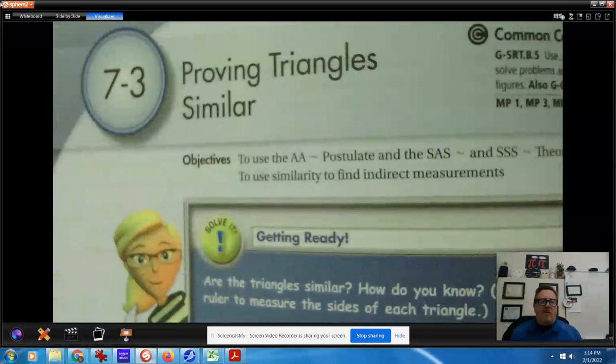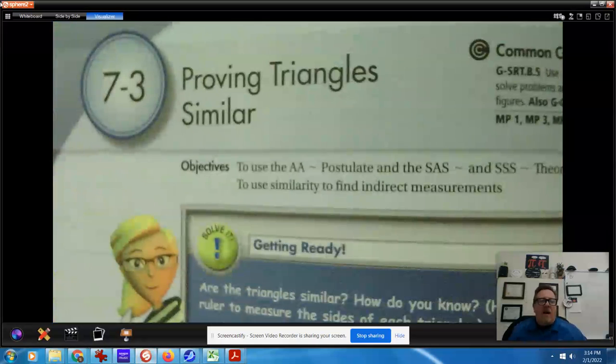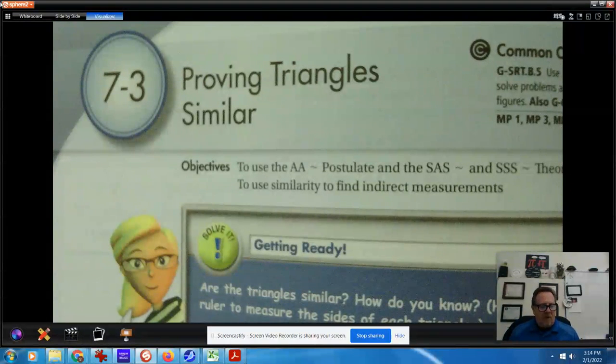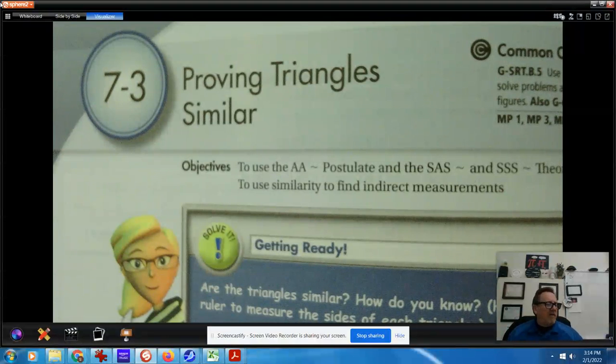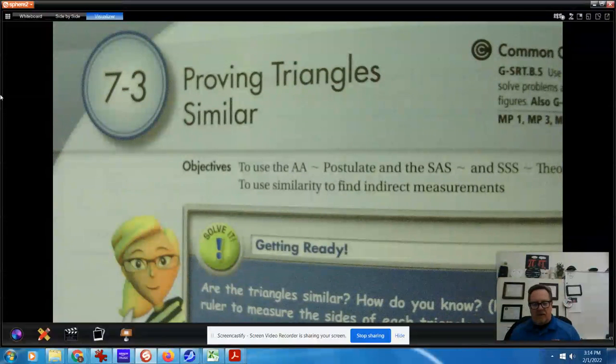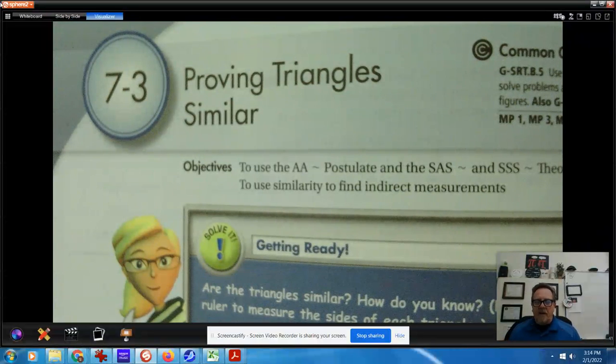We are virtual today, so let's look at the next lesson, which is going to be 7.3 out of your book. I have the worksheet online, so if you don't have your book, you're going to be okay. You don't need to print the worksheet out. We're just going to look at some concepts out of the book and apply them to the worksheet as we go along. Today we are trying to prove that triangles are similar.